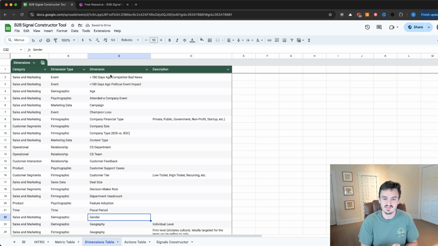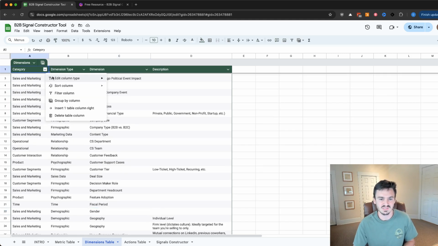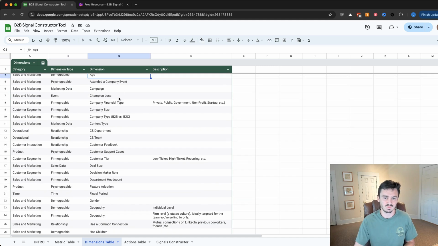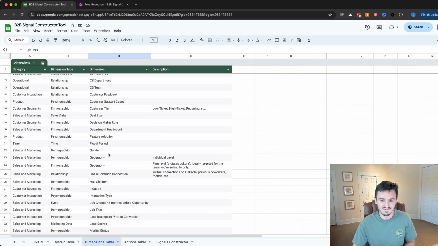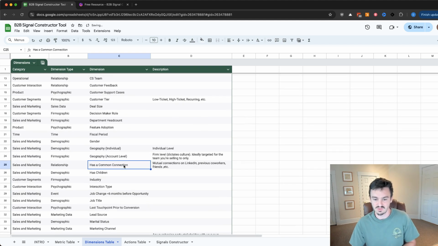So this is where you're slicing and dicing data. We have it categorized here if you want to look at specific categories. If you want to look at specific dimension types, we have that in this column, and this is the actual dimension that you're cutting your data up with. And so we have things like the basics. Geography, 2 different levels of geography. So this one is individual level, right? And then this one is account level. Firmographic and demographic. So those are really basic ones.